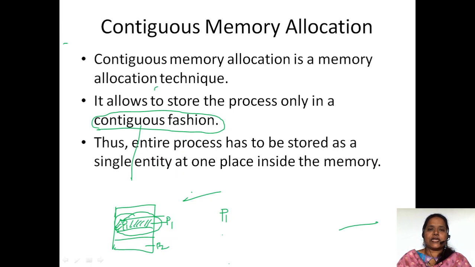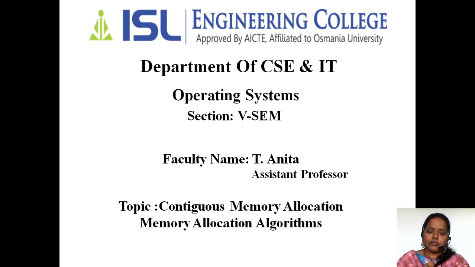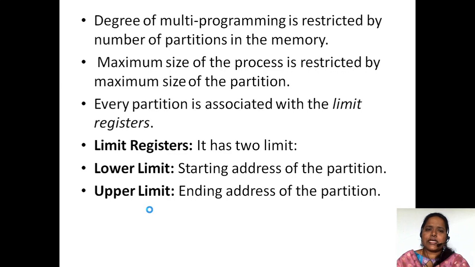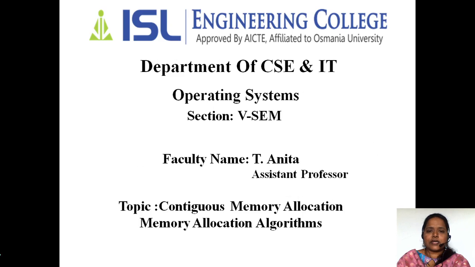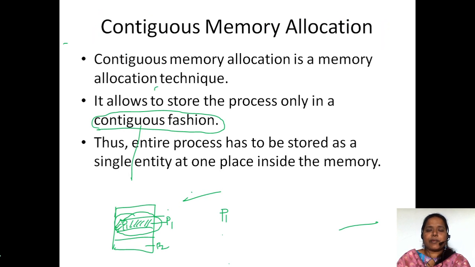That we call a contiguous memory allocation. The entire process has to be stored as a single entity. That is, we have to store this entire process as a single entity. Next one is static partitioning, in this contiguous memory allocation.